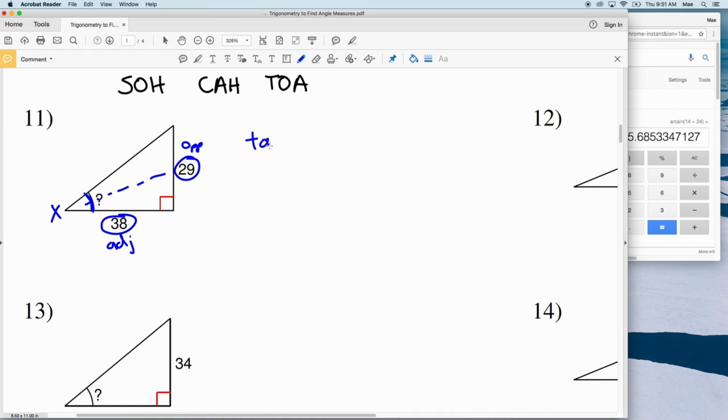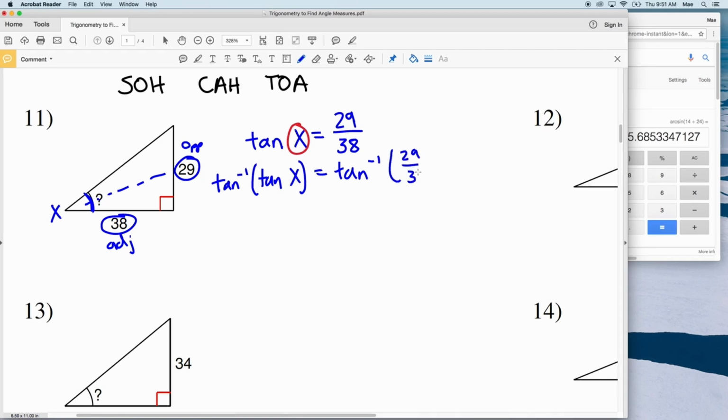So we can say the tangent of that angle x is going to be equal to the opposite, which is 29, over the adjacent, which is 38. Our goal is to isolate this x so that we can find what it equals in degrees. In order to do that, we're going to have to take the inverse tangent of both sides, since whatever we do to the left, we also must do to the right, and vice versa. So the inverse tangent of the tangent of x is just x. So now we have our x isolated.